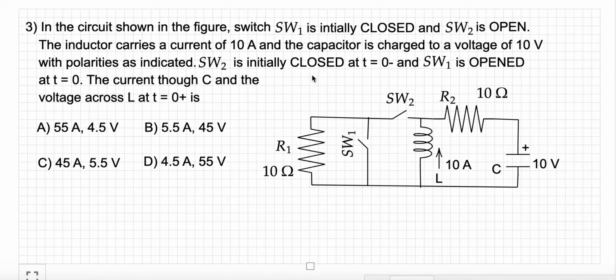SW2 is initially open at t equal to 0 minus. This one is closed, and SW1 is opened at t equal to 0. As soon as this is closed, this one is open. The current flowing through the capacitor and the voltage across the inductor at t equal to 0 plus is. What is 0 plus? The moment just after closing the switch.